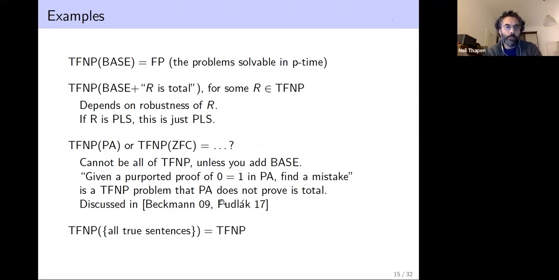And lastly, if you just put in all true sentences, which is a valid theory, then you'll certainly get all of TFNP. So I'm not insisting this set of sentences is particularly recursive or uniform or anything like this. I'm allowing any set of sentences here.